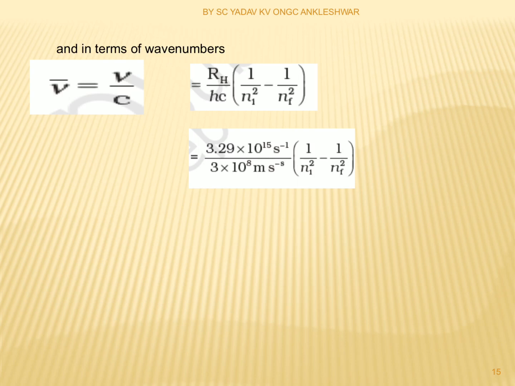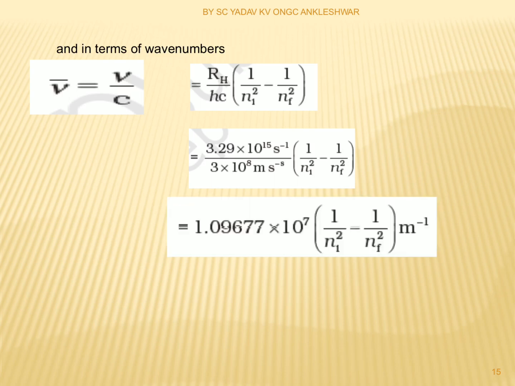Use this formula. Now you can also calculate the wave number. You know that wave number is equal to nu by c. So put the value again: nu is equal to RH by h, and just divide it by the value of the speed of light, 3 into 10 to the power 8 meter per second.